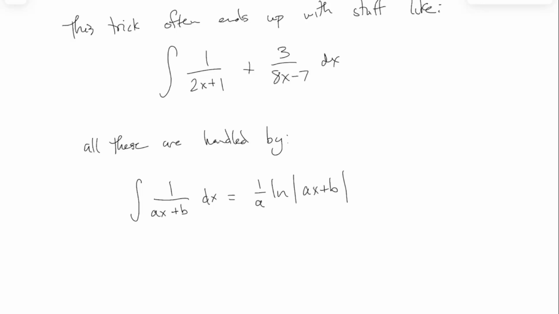The answer is 1 over a, ln absolute value of ax plus b. Like I said before, if you were doing this sort of longhand, you would do a u substitution where u equals the bottom. Then the integral turns into the integral of 1 over u. The integral of that is ln of u, which is why it looks like this. And the extra 1 over a comes from the constant in the u substitution, plus c, of course.